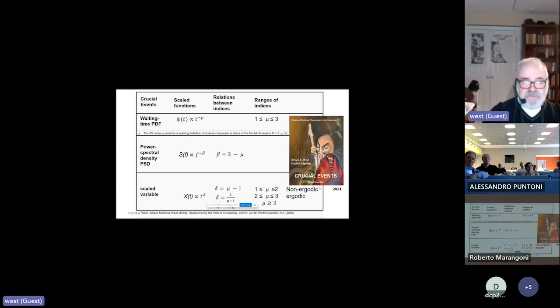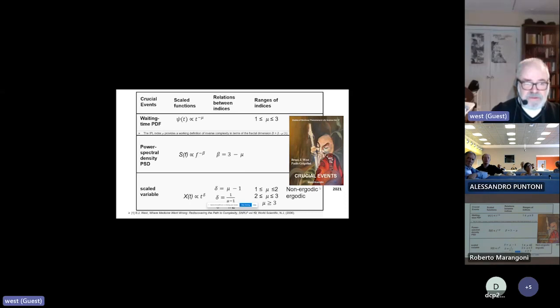But mu is the interesting factor here, because everything that I'm going to talk about depends on these inverse power law indices. And they're interesting because the fractal dimension can be defined as D equals 2 minus mu, where mu is given by this waiting time PDF. And so when I talk about complexity, complexity is going to be the same as the fractal dimension of a process. So a process will increase in complexity when mu decreases, and will decrease in complexity when mu increases.